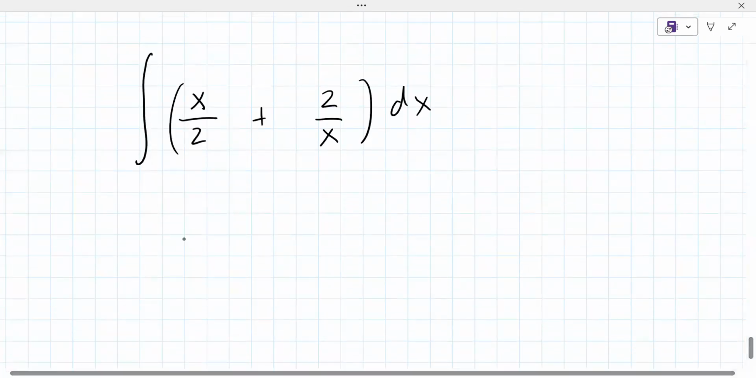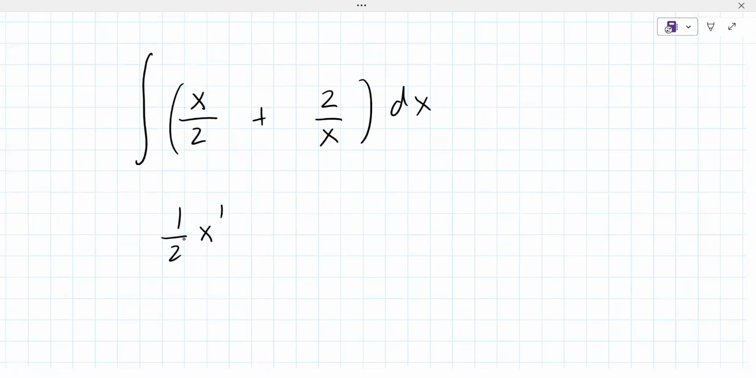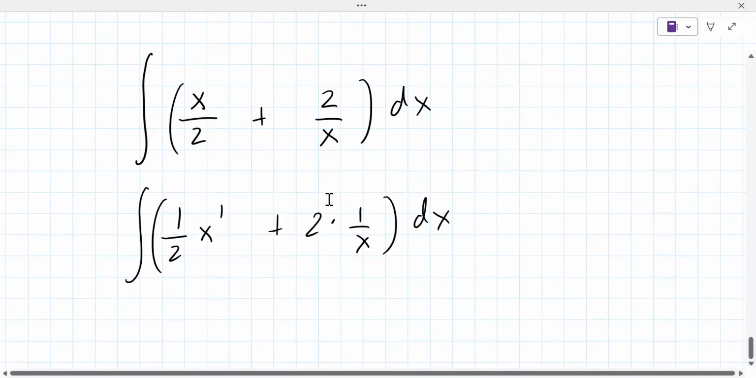The first one is really 1/2 x to the power of 1 integral. The second one is 2 times 1 over x, so the second one is the natural log of the absolute value of x times 2. The first one is the power rule that we've been using over and over again. Somehow you have to convince yourself that they're different, they're not the same.